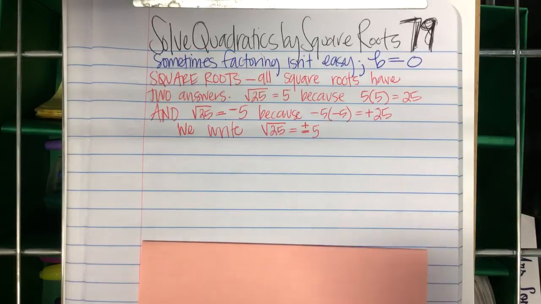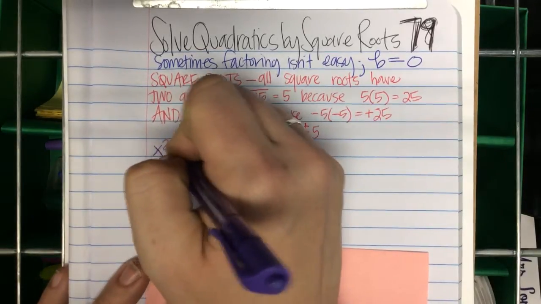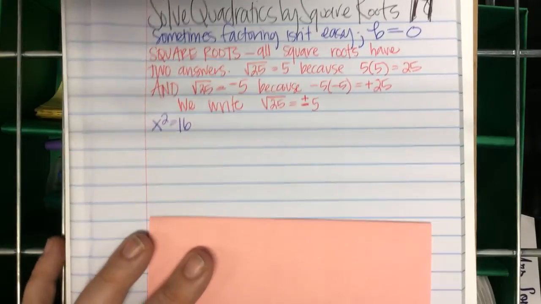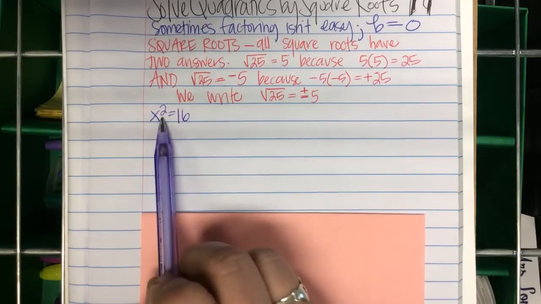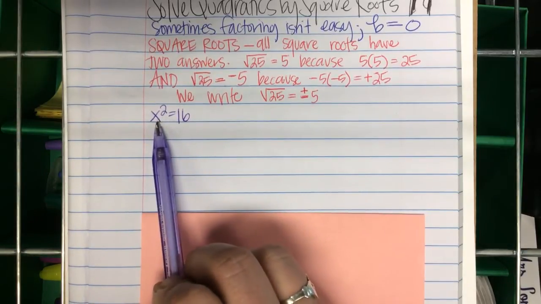So let's do a little bit of practice. If you had the problem tonight on your homework, x squared equals 16, is that a quadratic equation? What's the characteristic of quadratic equations? What does it have to have? It has to have an exponent of 2. Does this have an exponent of 2? So is it quadratic? Yeah. So let's find our answers.